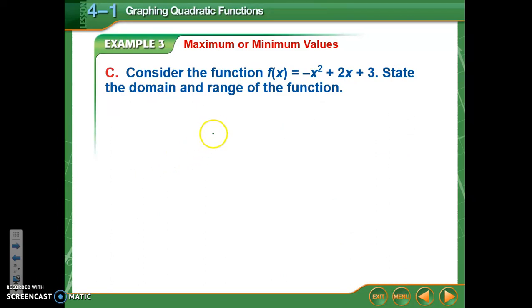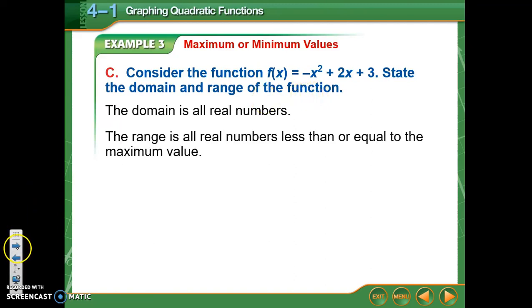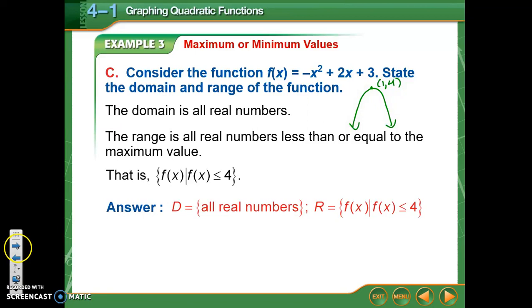So using that information, we're going to talk about the domain and range. We know that the domain is all real numbers because this is a parabola. I'm allowed to plug in as many x's as I want, all kinds of x's. So the domain is going to be all real numbers. The range is going to be all numbers less than or equal to the maximum value. So if you think about what the graph looks like, that makes sense. The range is going to only be able to go up to 4, and it's going to be all the numbers below 4. So the range is going to be the set of y, or the set of f of x, such that f of x is less than or equal to 4.